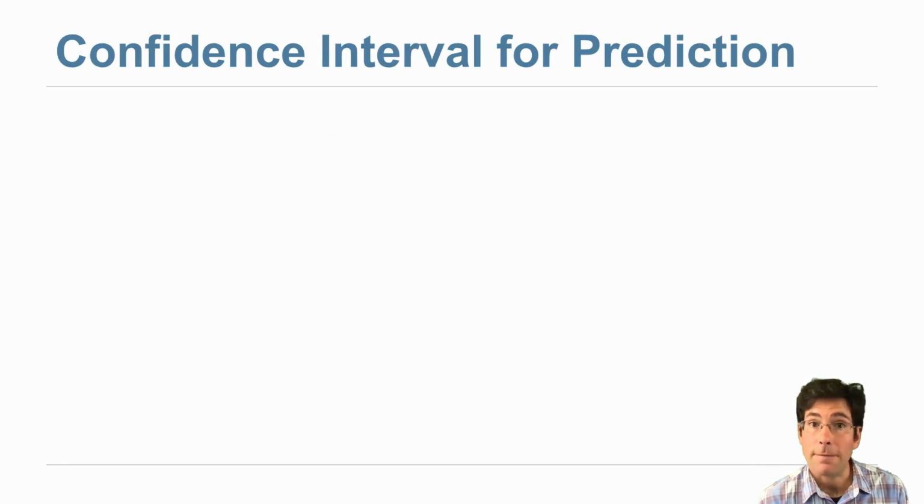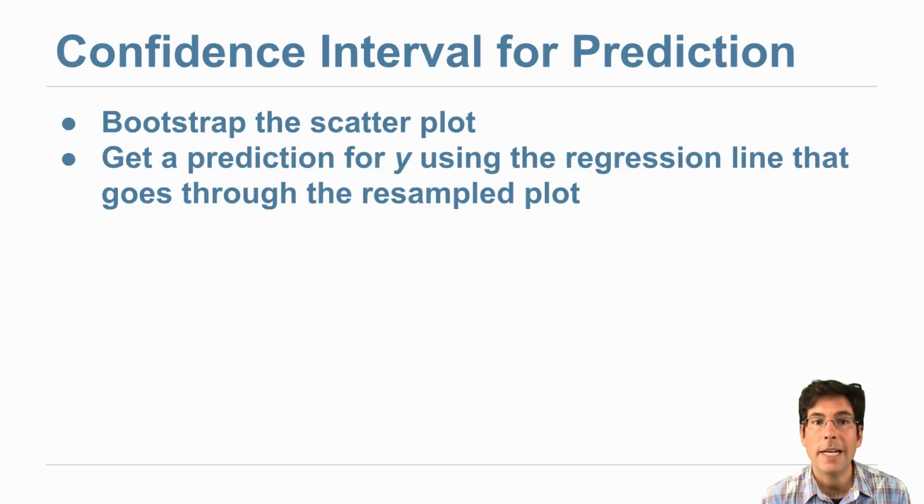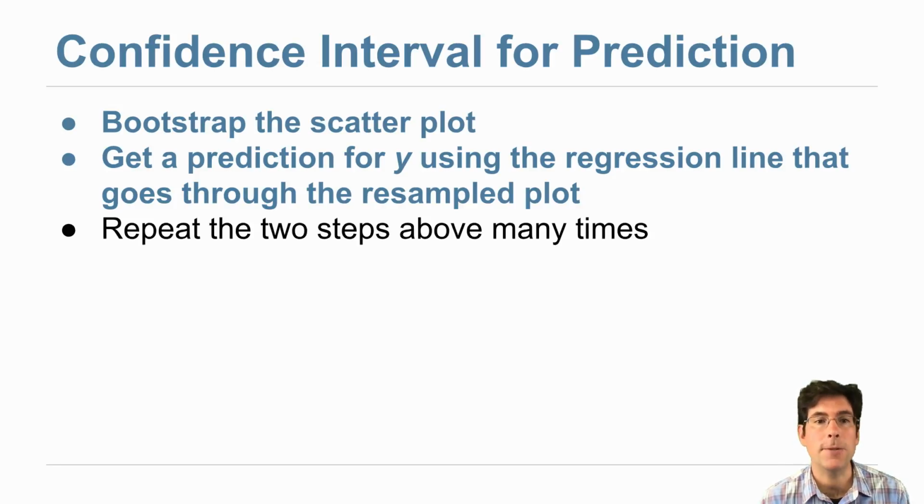We're going to use confidence intervals, but instead of them being around an estimate for a particular parameter, they'll be for an estimate of the height of the regression line at a particular value x. We'll do this by bootstrapping the scatter plot, the sample that we have available, getting a prediction for y using the regression line through the bootstrapped scatter plot, and repeat these 2 steps many times in order to look at the distribution of different y values that we get for different regression lines.